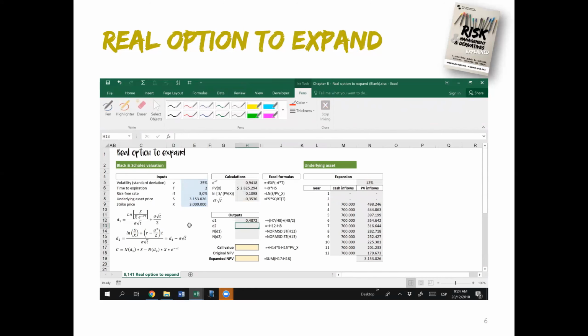and now D2 is simply D1 minus sigma square root of t. So we calculate the other number, D1 minus sigma, the standard deviation, the square root of t.